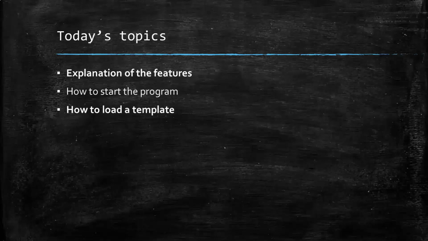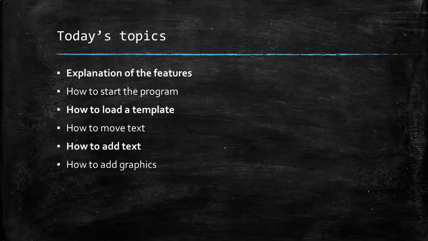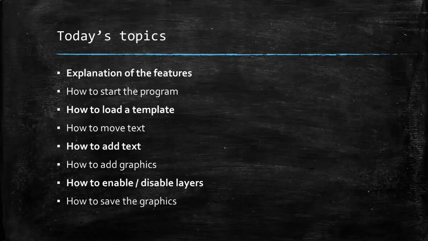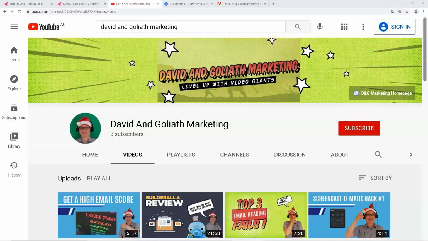The following topics will be discussed in today's video. I'll give you a quick explanation of the features of KickAssTuber. I'll show you how to start the program. We'll begin by loading a template. I'll show you how to move text around the screen, add text through the online text editor, add graphics, and a powerful feature which is to enable and disable layers just like Photoshop, and lastly how to save the graphics that you have created. So let's keep going.